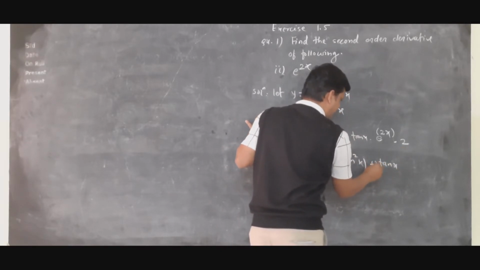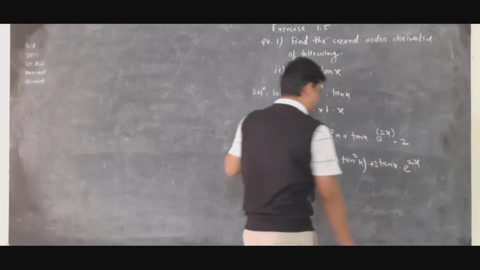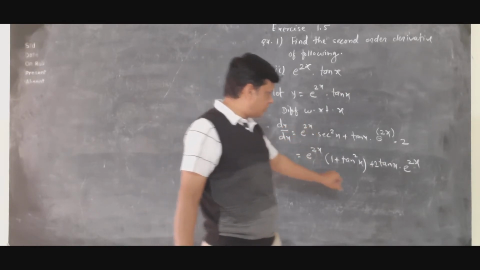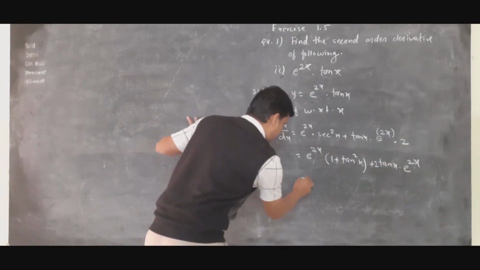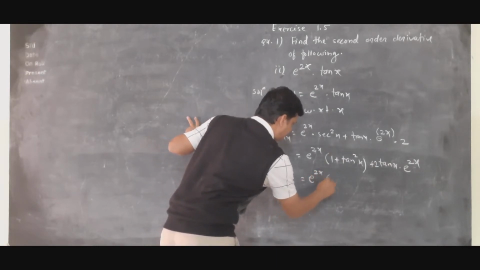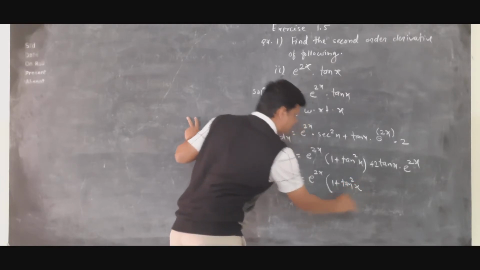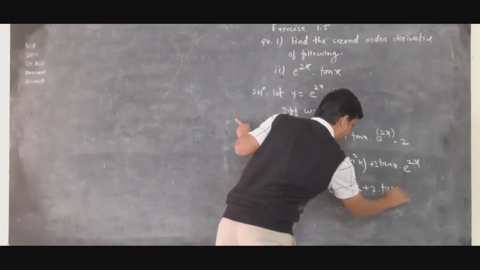This 2 we write at first position. So write plus 2 into tan x into e raised to the power 2x. If you observe, we can take e raised to the power 2x common from both the terms. So right here e raised to the power 2x in bracket 1 plus tan square x plus 2 into tan x.